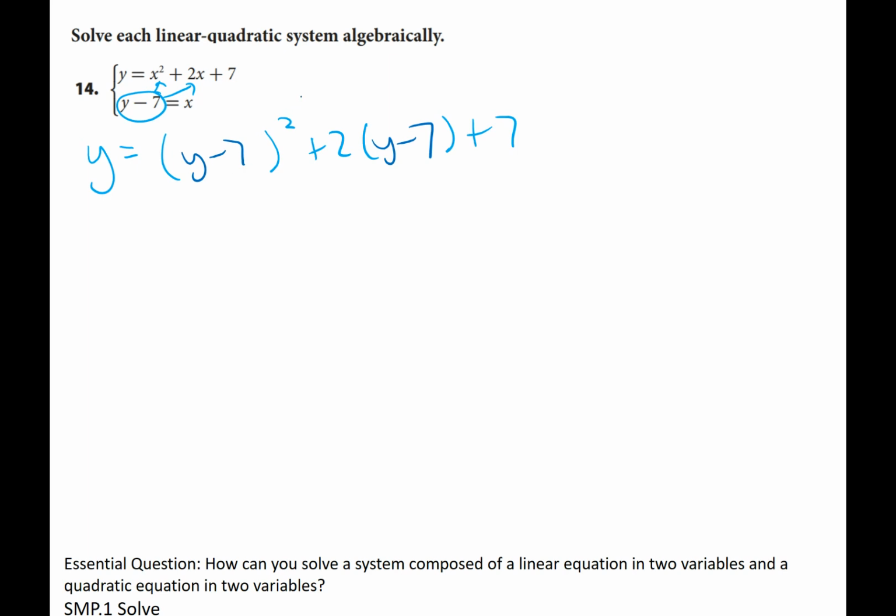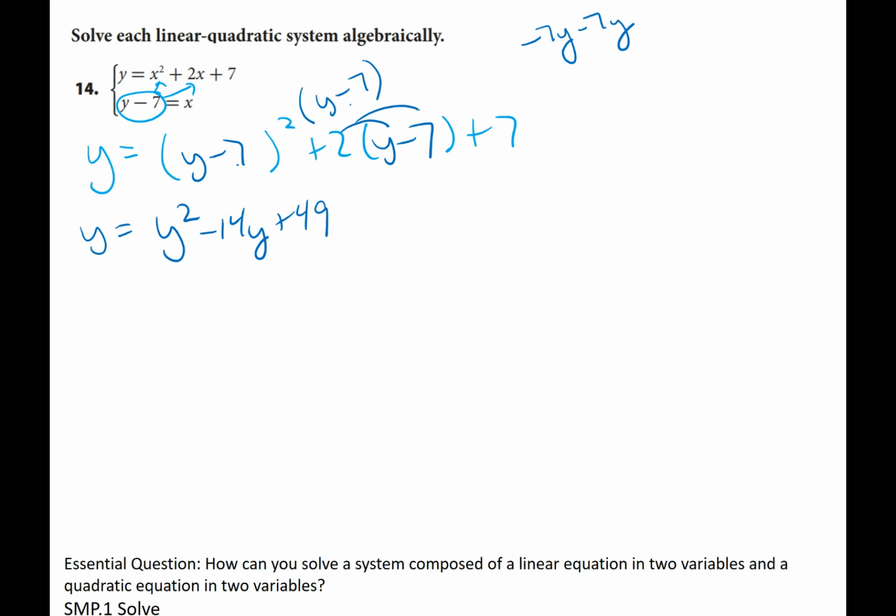All right, squared means we write it twice. So I've got y squared, negative 7 times y is negative 7y, and I have that twice, so I get negative 14y. Negative 7 times negative 7 is 49. We're going to distribute that 2 in, so 2y minus 14 plus 7. I'm going to go ahead and simplify a line before I move this y. So y squared, negative 14 and positive 2 is negative 12y. Let's see. We've got 49, negative 14, and 7.